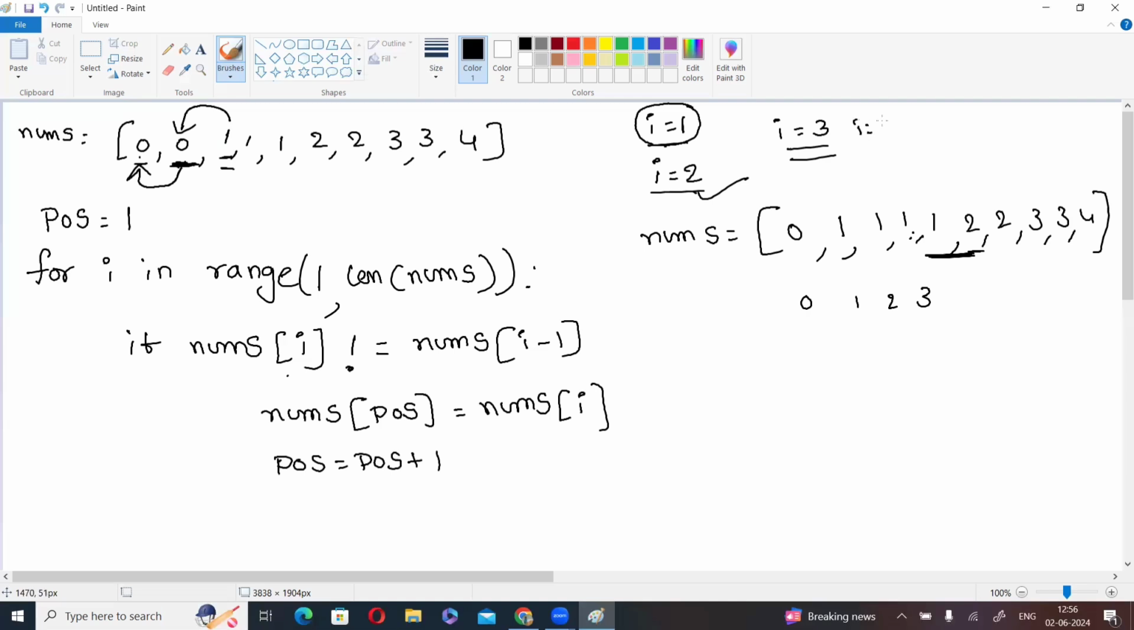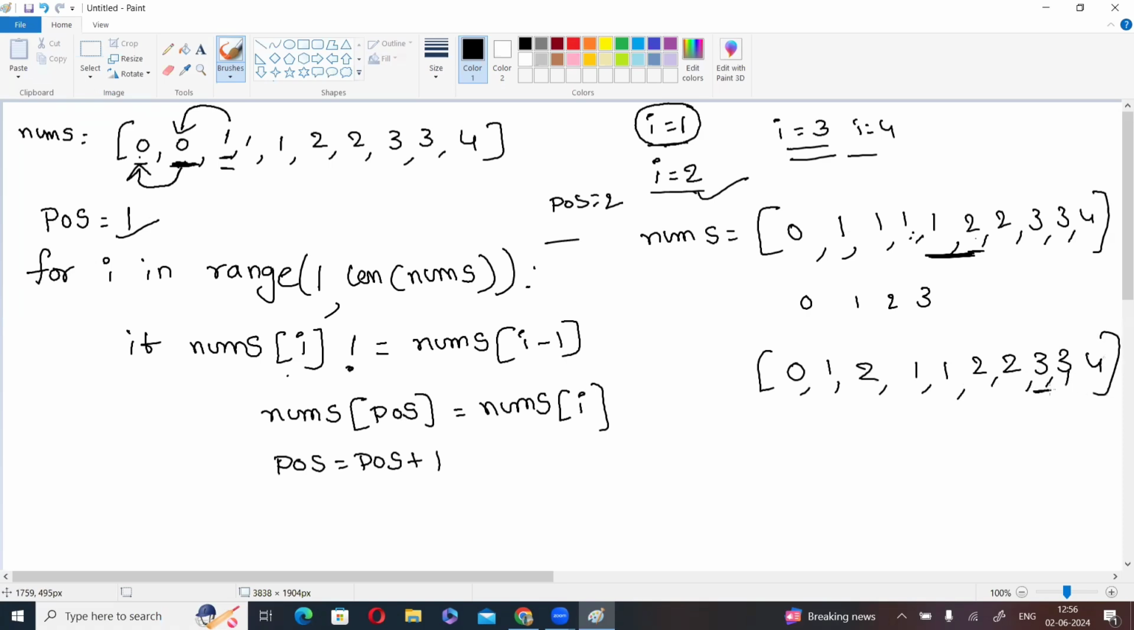I is equal to 4. 2 is not equal to 1. Then nums of what is the position? First time position is 1. After updating, position becomes 2. Now at position number 2, I am placing 2. My array becomes this one.